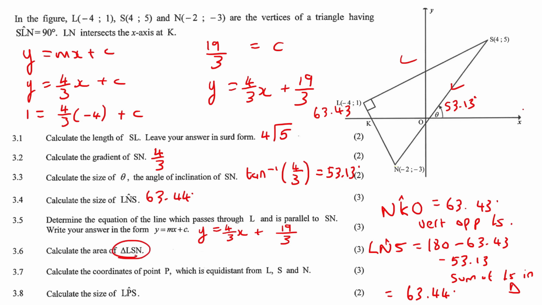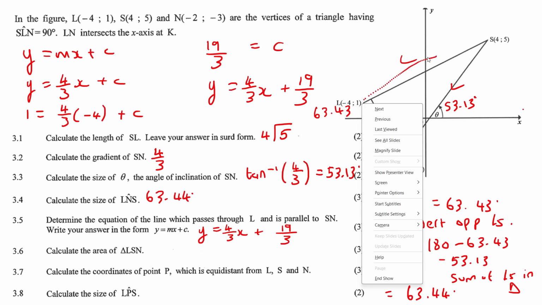Calculate the area of triangle LSN. So triangle LSN. Oh, it's the whole thing. Okay, so they want the area of that entire triangle. So there's different ways to get area. Let's try to use what we already have. So we already have the length of SL. So if we could simply get the length of this one, then we can just use half base times height because it's got the 90 degrees. So let's go get the length of LN.